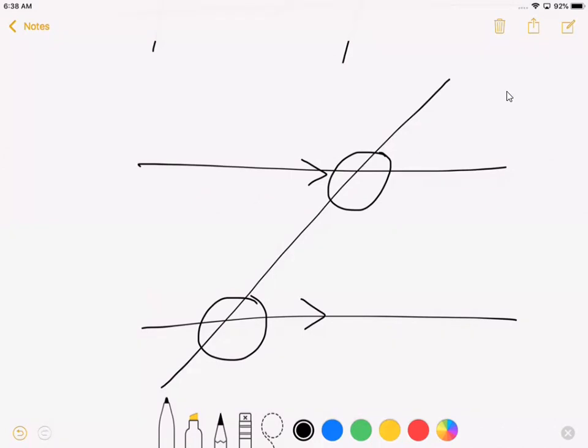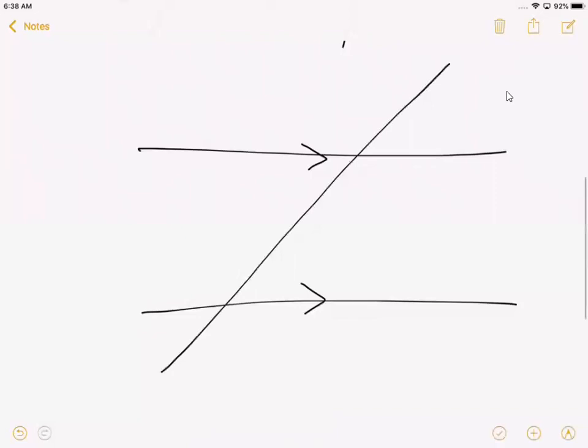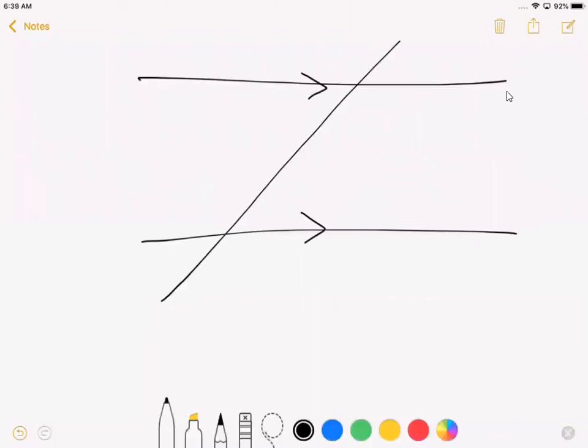Now, what does the theorem say? It says corresponding angles are equal, and we want to identify which ones are corresponding. Corresponding angles are equal only if there are parallel lines. They can be corresponding angles, but if there are no parallel lines, those corresponding angles won't be equal. We are saying corresponding angles are equal if the lines are parallel.